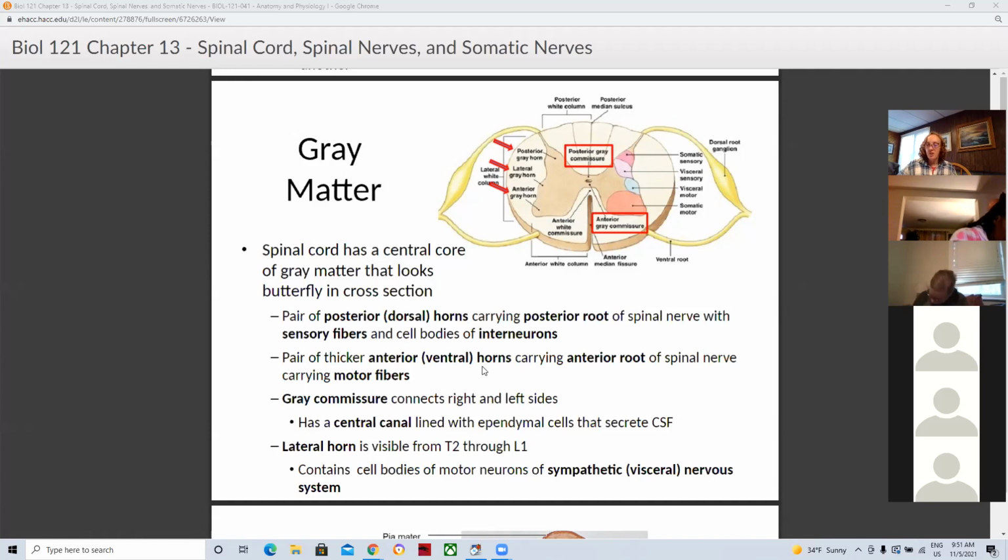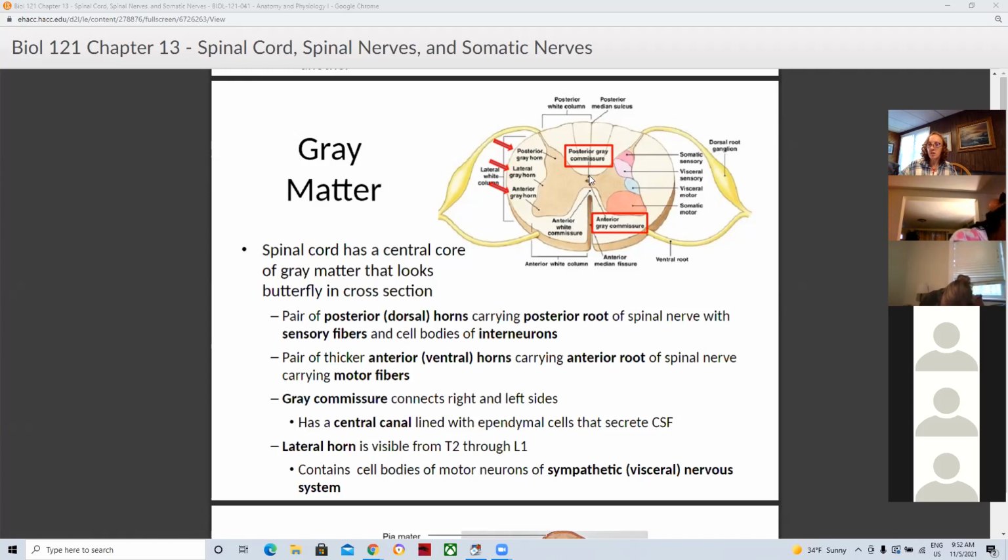The thicker anterior horns carry the anterior root of the spinal nerves, which carry motor fibers. So sensory, posterior fibers are coming in through the back, and motor, anterior fibers are coming out the anterior horn.